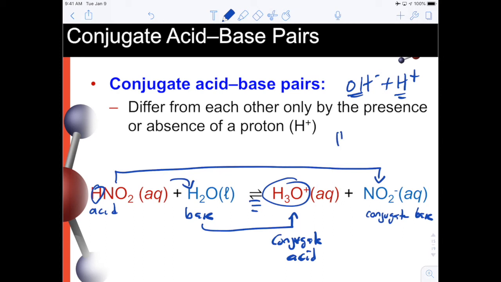This is not a conjugate pair because they differ by two hydrogen ions. The conjugate pair for this would be this, and of course, it would just be minus 1. Okay? The conjugate pair for this one, and this can be a conjugate pair. These two are conjugate pairs now. Difference of one hydrogen ion.